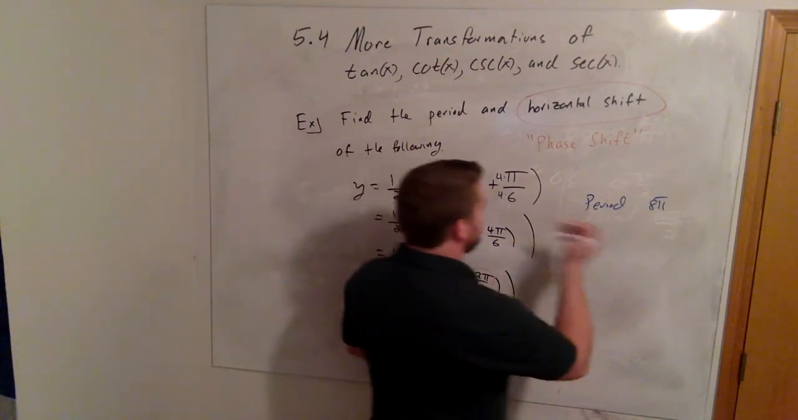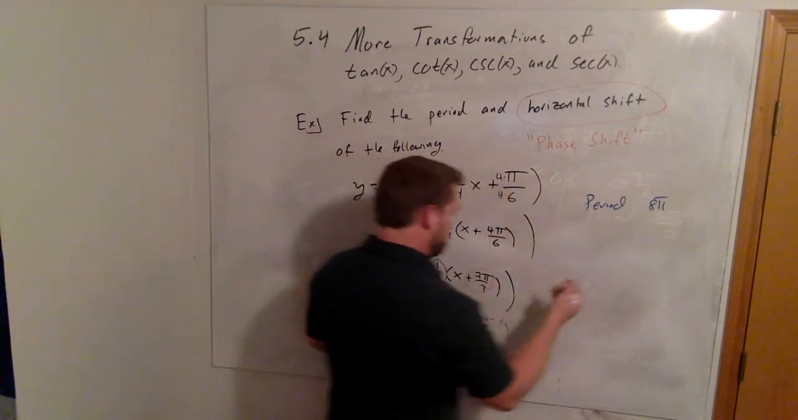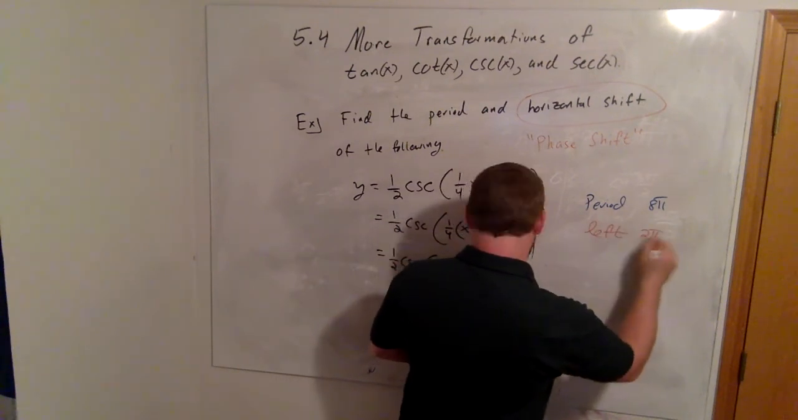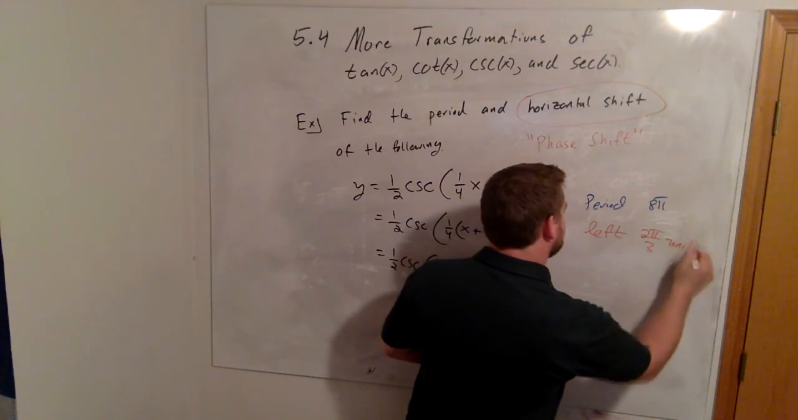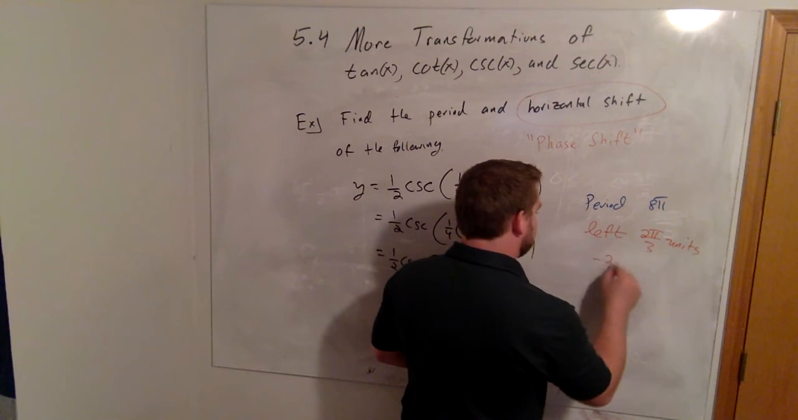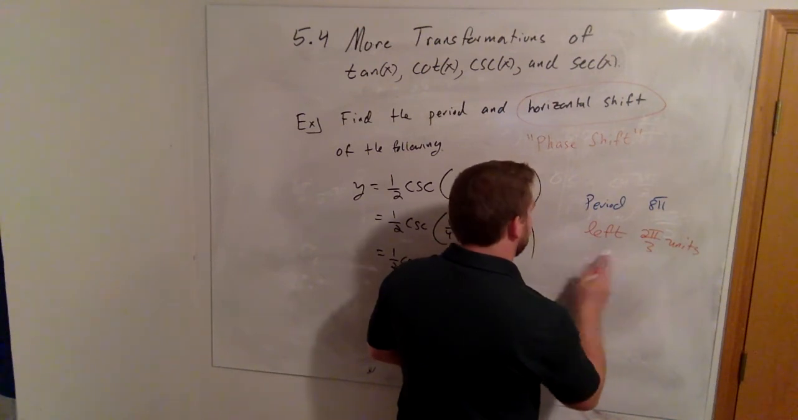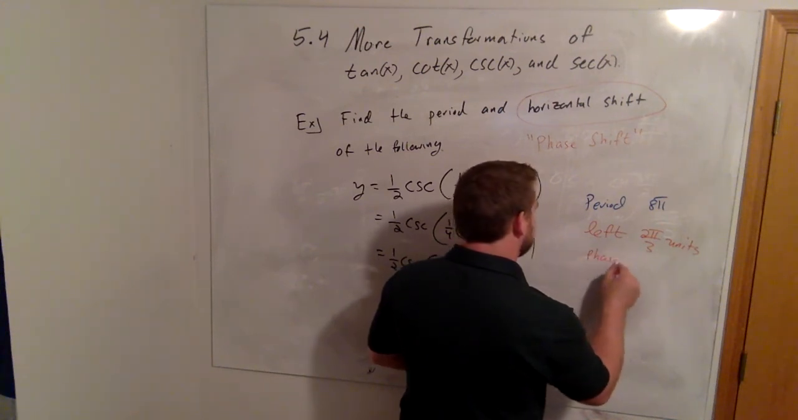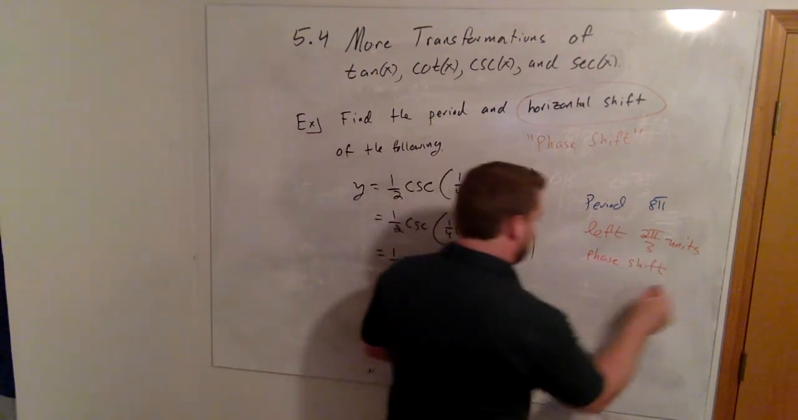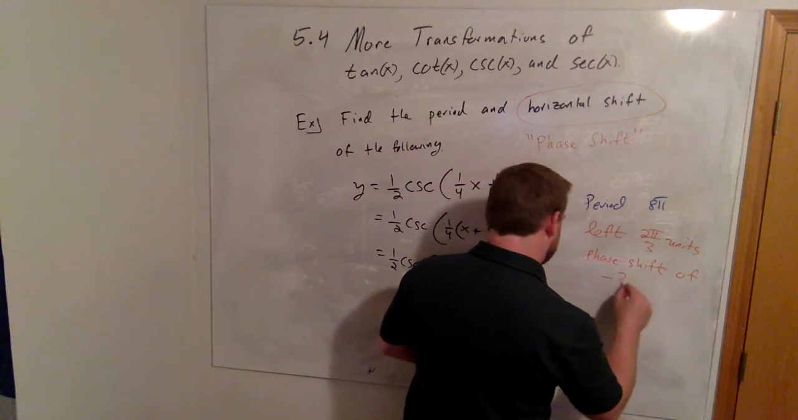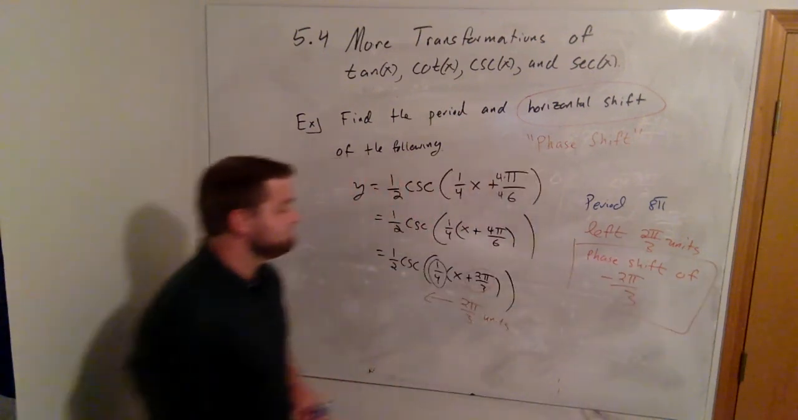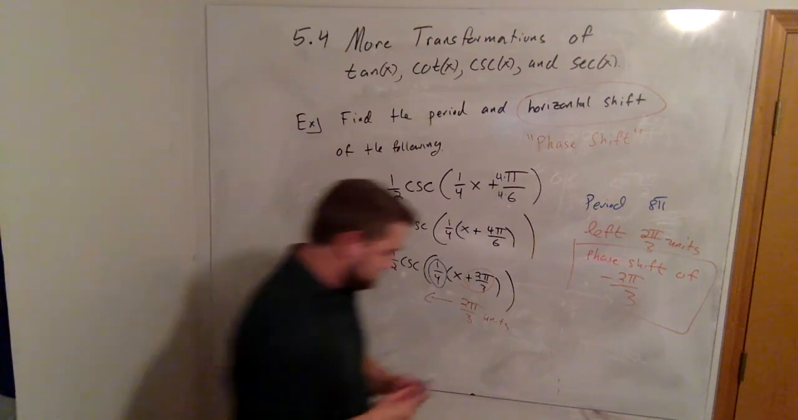So we could say one of two things. We could say the horizontal shift is left 2 pi over 3 units. Or you could say there's a phase shift of negative 2 pi over 3. So we have a phase shift of negative 2 pi over 3. And there we have it. Let's do one more example.